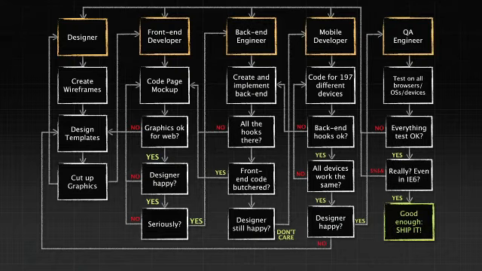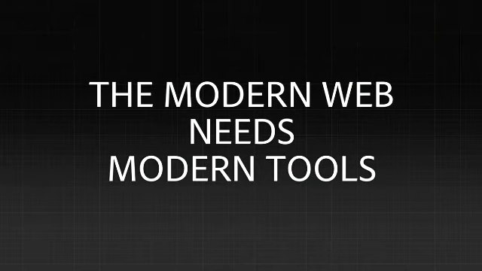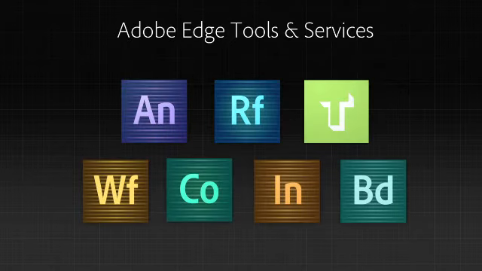So the key takeaway that we learned from coming out and talking to you was that the modern web needs modern tools. And so we've looked at this and thought about how we can solve this. What can we do differently that helps improve this workflow and solve some of these problems for developing for the modern web? So our solution to this is what we're referring to as the Adobe Edge Tools and Services.